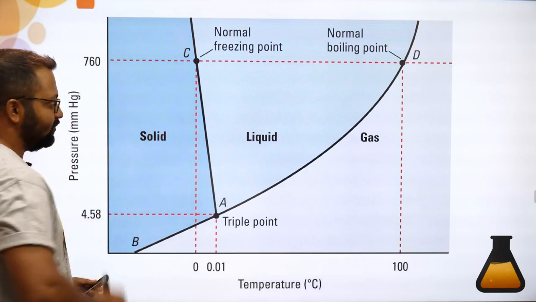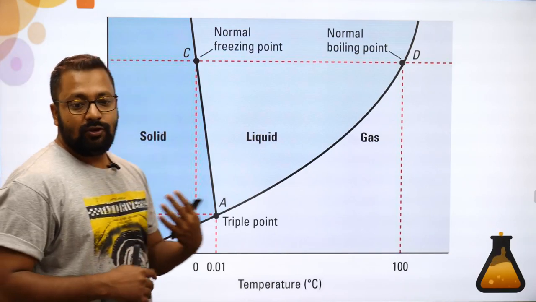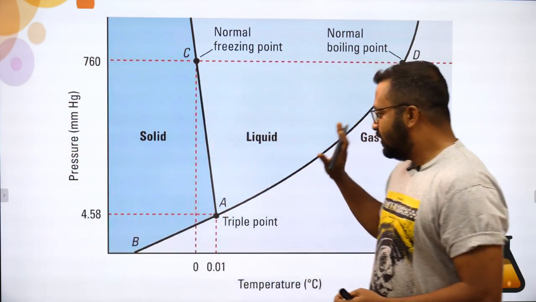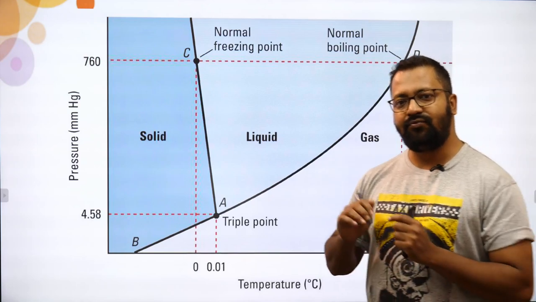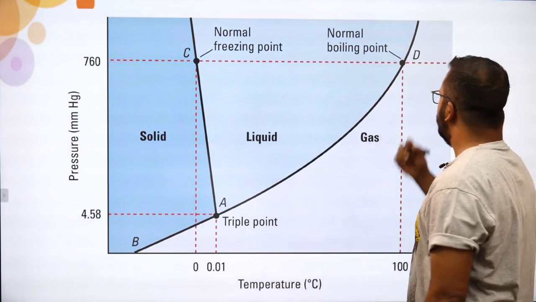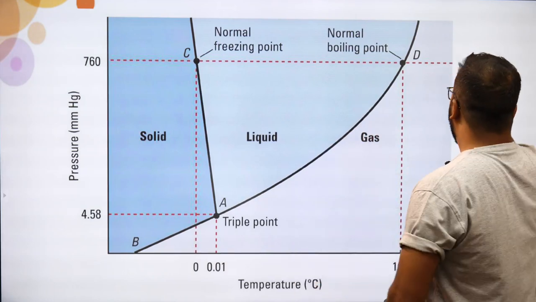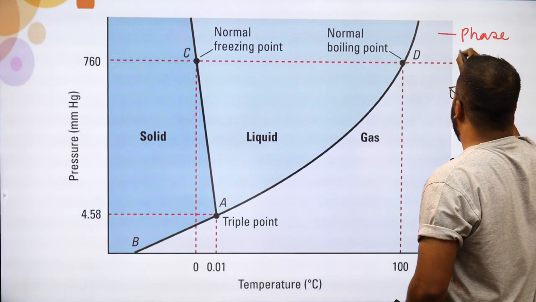So let's talk about this diagram. I hope you have seen this diagram. What is this diagram called? This diagram is known as the phase diagram. फेज डायग्राम मैं यहां पर लिख देता हूं, उसको आप समझ लीजिए. ये थोड़ा सा एडवांस का कंसेप्ट हो गया, लेकिन this is known as phase diagram.